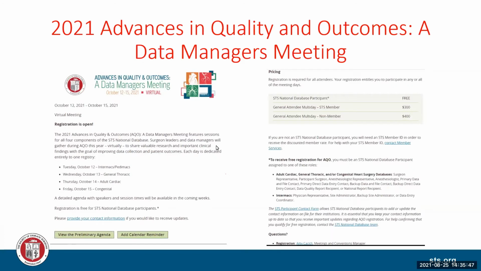Also, just a friendly reminder, AQO is coming up in October. The AQO meeting is scheduled for October 12th through October the 15th, with our General Thoracic Day being Wednesday, October the 13th. As you're aware, there is free registration for STS National Database participants. In order to be eligible for that free registration, you have to be assigned one of these roles on the screen. If you have any questions about the role that you currently have assigned or about contacts for your site, please email us at stsdb@sts.org, and Jane and her team will be happy to assist you with that.